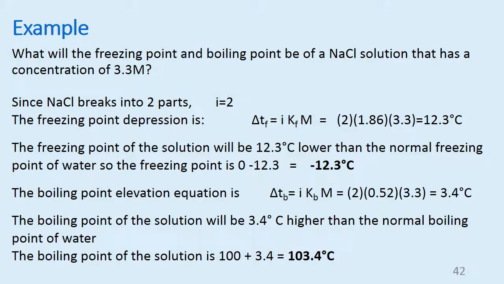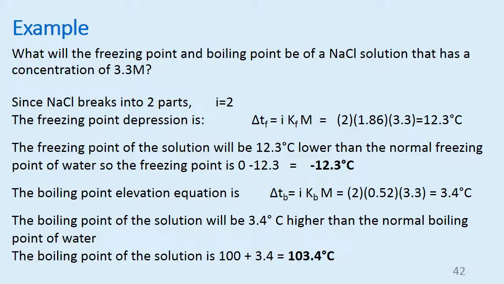So we subtract 12.3 from 0 and we find that the new freezing point of the solution will be negative 12.3. The boiling point elevation, we use the same i, the same m, but the constant changes, so it's just 0.52. So if we find delta T_b, it's 3.4. Now again, that's how much the boiling point will be higher than the normal boiling point. So we add it to 100 degrees, the normal boiling point of water, and we find that 103.4 degrees is the boiling point of this solution.